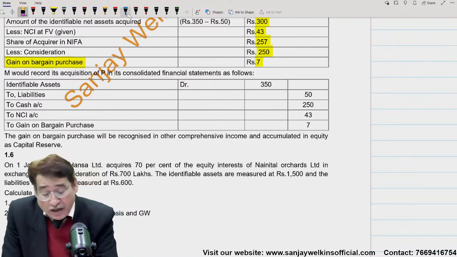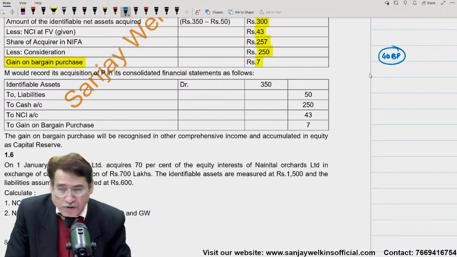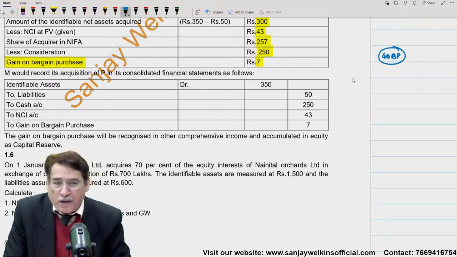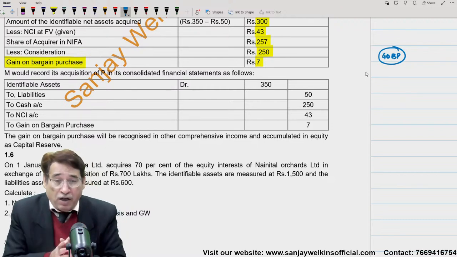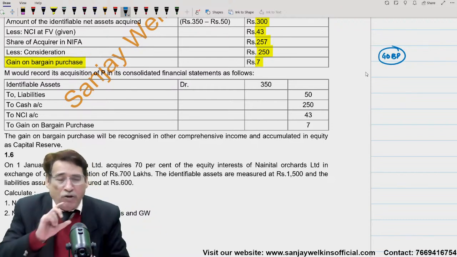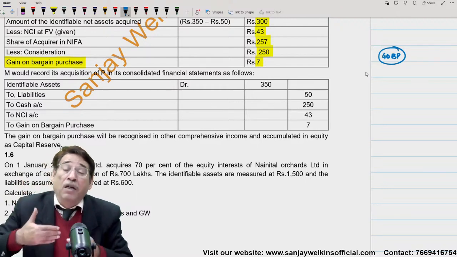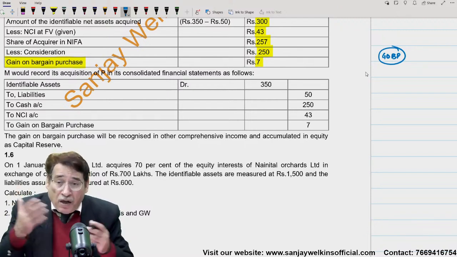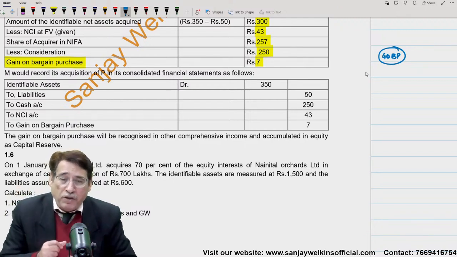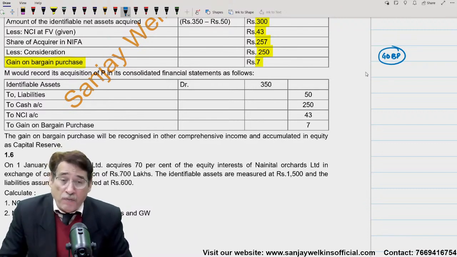Now you may say, sir, if there is no concept of gain on bargain purchase, why is Ind AS 103 talking about gain on purchase? This is the most relevant and pertinent question. I told you that in reality, under normal circumstances, gain on bargain purchase can never arise. However, under rare circumstances, it could arise. Now I am redefining my words: under rare circumstances, gain on bargain purchase arises. As a professional student, you need to know what those circumstances are.